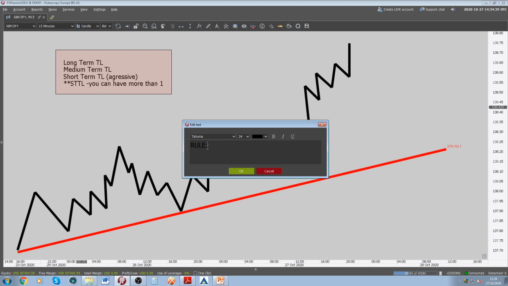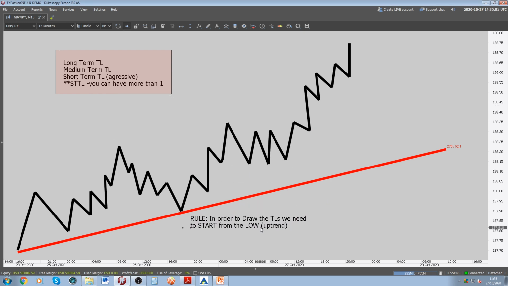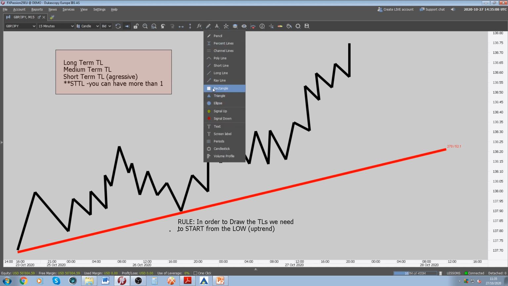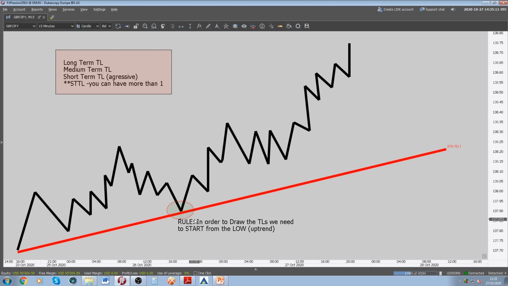In order to draw the trend lines, we need to start from the low in this example, in an uptrend. It's a rule. In order to draw the trend lines, we need to start from the low. Where is the low? This is the low.